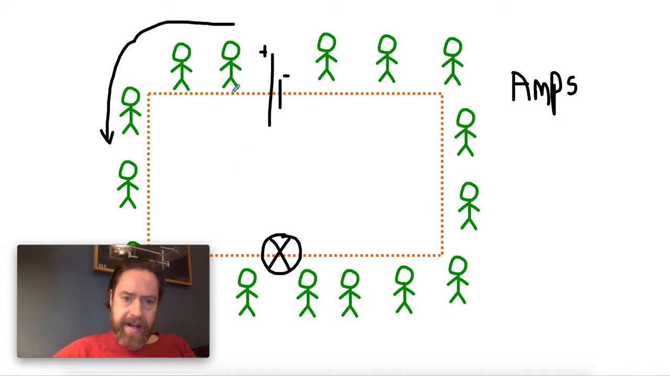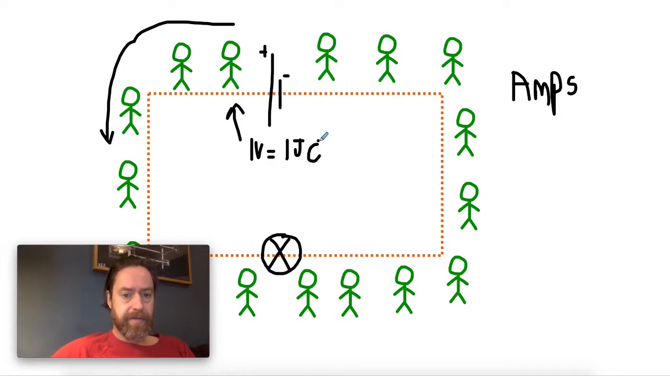And 1 volt is when 1 coulomb of charge gains 1 joule of energy. So 1 volt is basically the same as 1 joule per coulomb of charge. So each of these people have gained 1 joule of energy. And they move around the circuit carrying that energy.